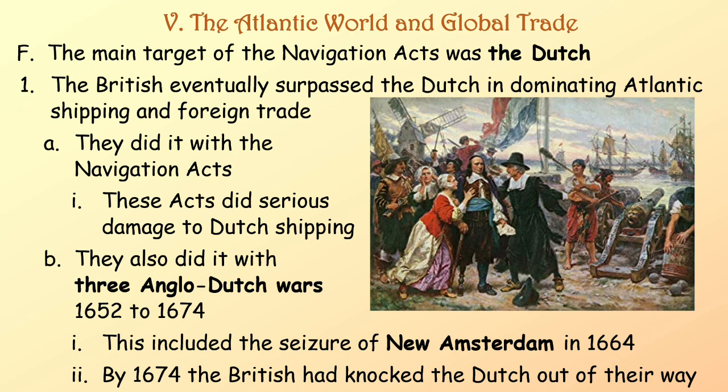The main target of the Navigation Acts was the Dutch. The English eventually surpassed the Dutch in dominating Atlantic shipping and foreign trade, and they did it with the Navigation Acts. These Navigation Acts did serious damage to Dutch shipping. The British also accomplished this with three Anglo-Dutch wars from 1652 to 1674. And this included the seizure of New Amsterdam in 1664. And by 1674, the British had basically knocked the Dutch out of their way.